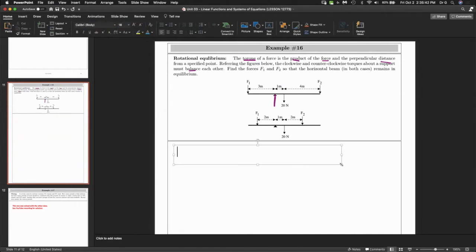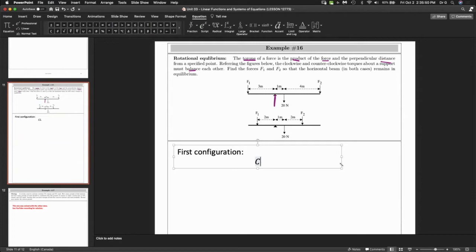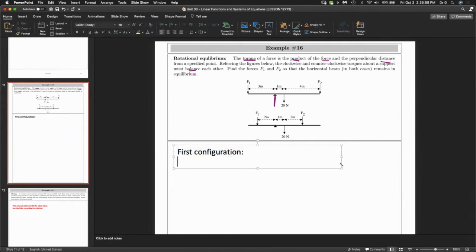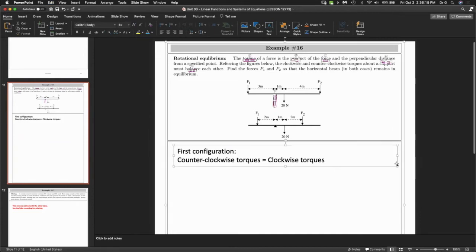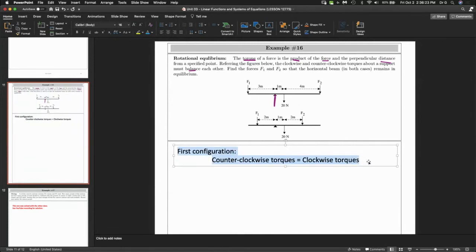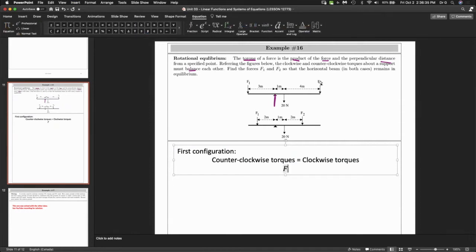So let's talk about the first configuration then. The first configuration says that the clockwise to counterclockwise torques... Let me delete that. Okay, so in this case, there are three forces. And I'm looking at the first configuration. So there's F1, there's 20, and there's F2. So F1 is going to turn it counterclockwise. And then F2 and 20 are going to turn it clockwise.